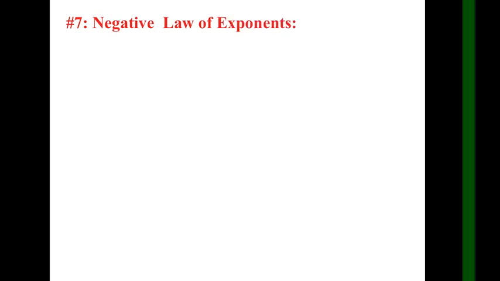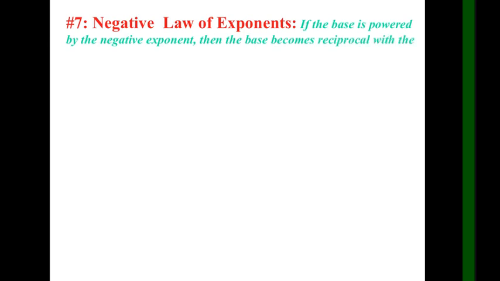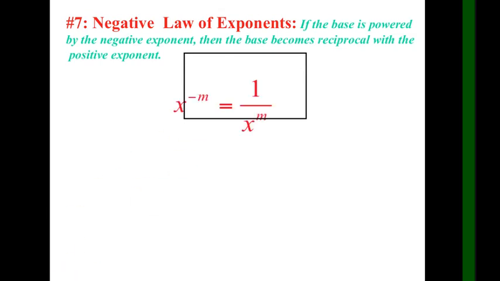Number 7. Negative law of exponent. If the base is powered by the negative exponent, then the base becomes reciprocal with the positive exponent. For this one, we have x raised to negative m. To make it positive, just change the position of our base or our power. Make it the denominator. If this one is negative, make it a numerator. So for this one, we made this as a denominator. That's why we have 1 over x raised to m. So ibababa lang natin siya para maging positive yung m.